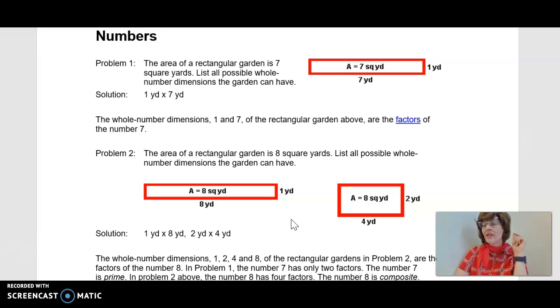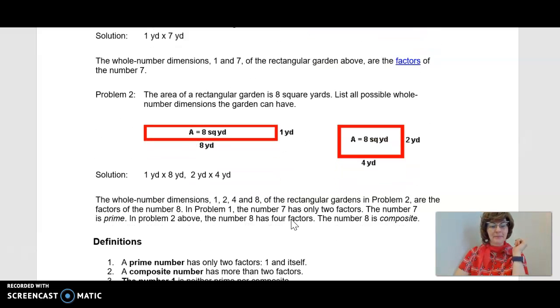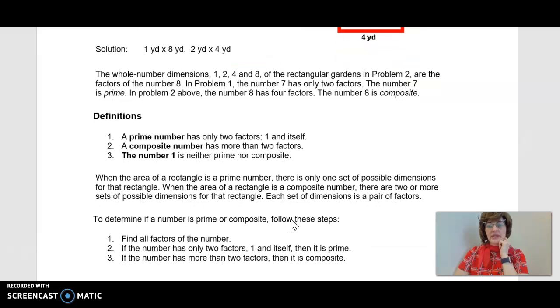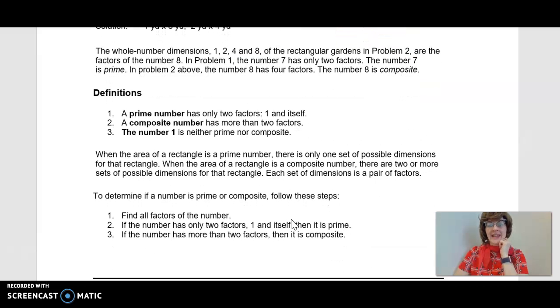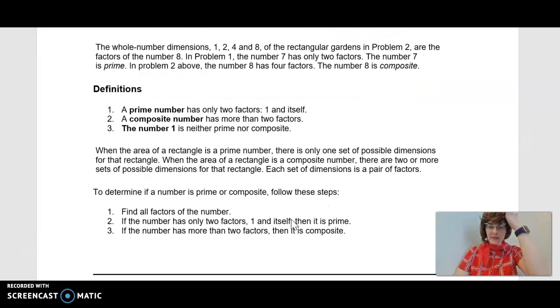If there's more than just 1 times the number, that makes it composite. So the whole number dimensions of 1, 2, 4, and 8 of the rectangular gardens in problem 2 are the factors of the number 8. Problem number 1, the number 7 only has 2 factors. The number 7 is prime. So in problem number 2 above, the number 8 has 4 factors. The number 8 is composite.